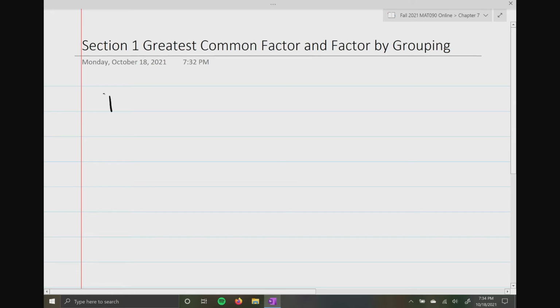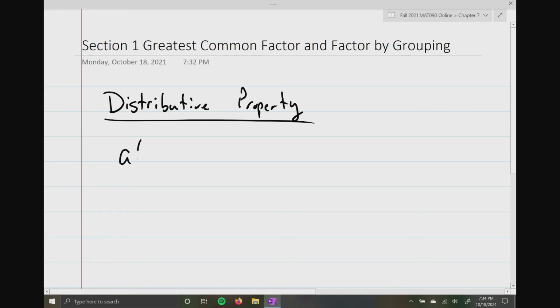So if you recall, the distributive property, and I'm not going to write down the technical definition, we're just going to go with A times B plus C equals. Now we know with the distributive property, if you have a number in front of a quantity, what you're allowed to do is distribute that number in front of the quantity. In other words, A times the quantity B plus C is nothing more than just A times B plus A times C, okay?